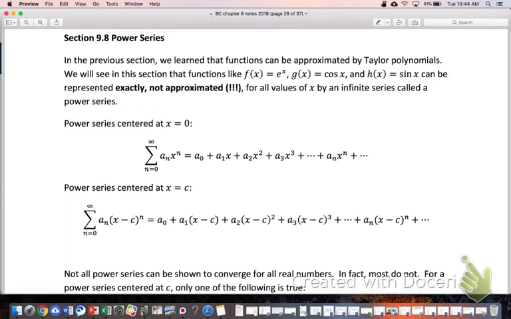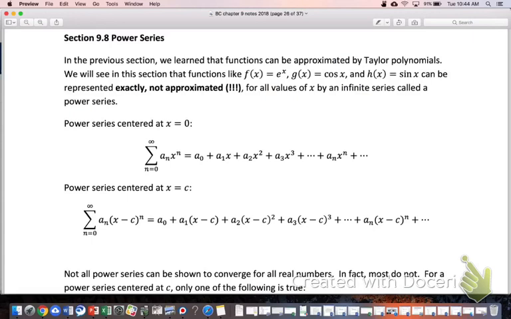Does that make sense? And so if we take those Taylor polynomials, Maclaurin polynomials, all those kinds of things, and we say, well, instead of using the first 4 terms, what if we thought about the terms just going on forever and ever and ever? That's what we call a power series. Make sense? So 9.8 is really just an extension of 9.7. What if we just kept the terms going? What might happen?